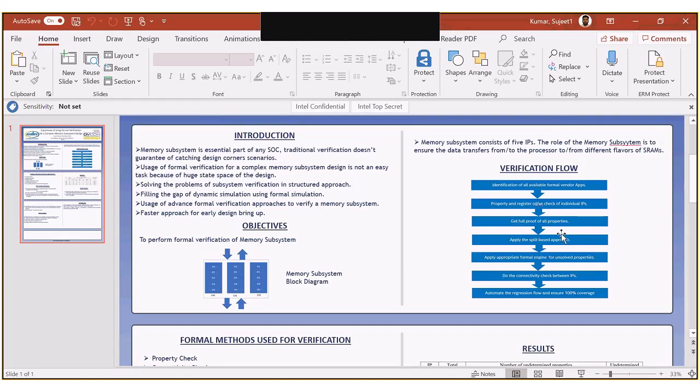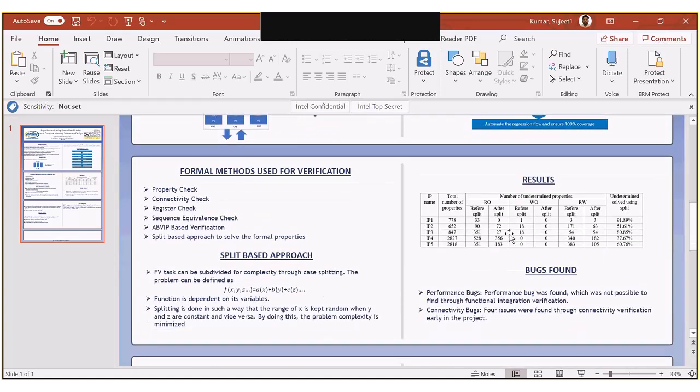Now let's talk about the methods that we used for the verification. Here are the methods that we used. We used property check, connectivity check, register check, sequence equivalence check, ABV IP based verification, and a split based approach to solve the formal properties. So now let's talk about the split based approach.